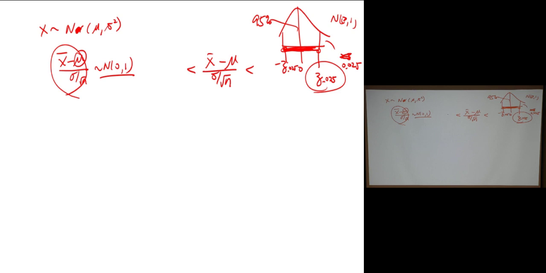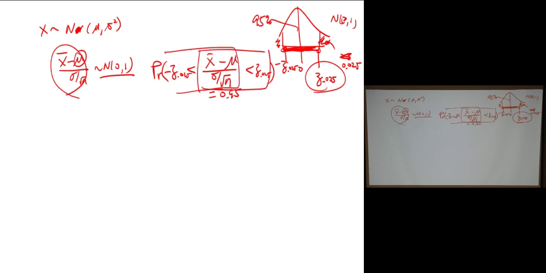So in other words, it's between these two numbers, minus z 0.025 and z 0.025. What can we say about the probability? The probability is 2.5% here and 2.5% here, so in between this should be 95%. Remember, this basically means that you have two inequalities, 1 and 2.